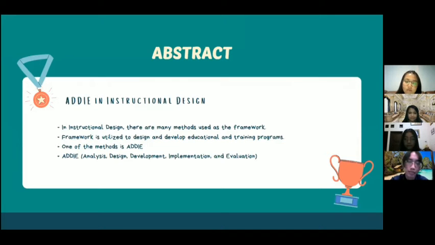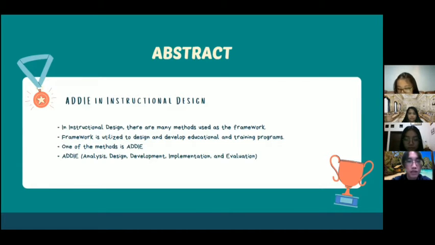All right. Before we get into the explanations of the analysis in the ADDIE method, let me remind you of something that all of us have known, which was already explained by ma'am last week. It is the ADDIE in instructional design. In instructional design, there are many methods that are used in the process. So the effectiveness of every process might differ, so it is better to understand the stages and choose one which suits you the best.